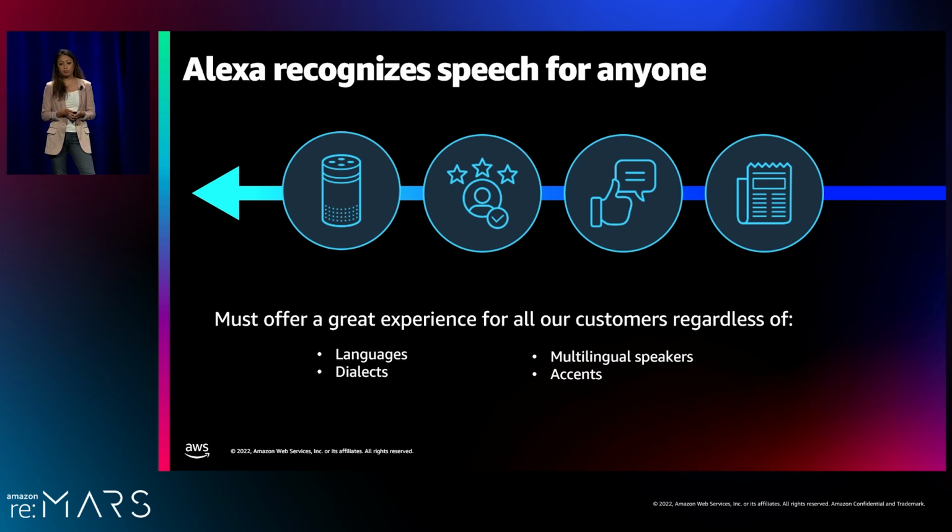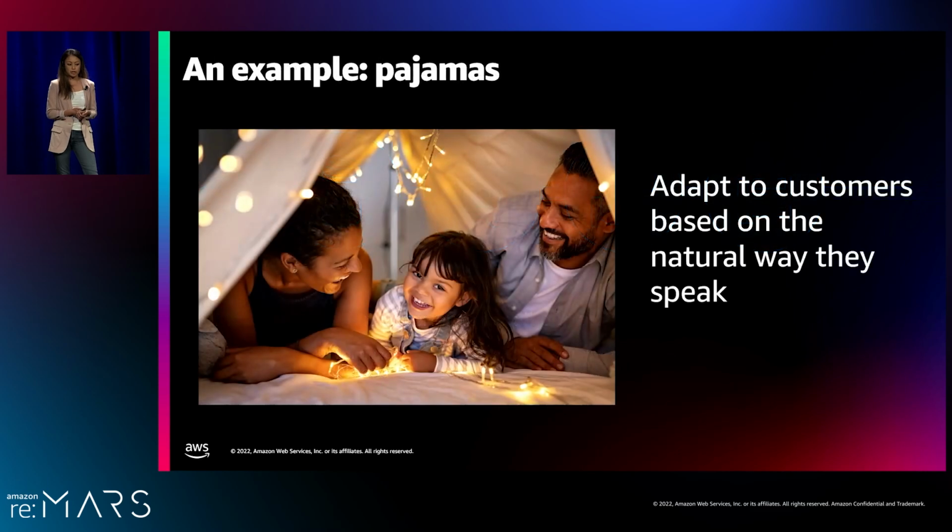Now let's think about recognizing speech for anyone. At Amazon, we work backwards from the customer. So as we think about individuals, we have to recognize and deliver great experiences for customers, regardless of languages, regardless of whether or not they speak multiple languages or multiple languages are spoken within the household, dialects, accents. Recently, we announced that we launched enhanced speech recognition for people who stutter. And so really we're looking at the breadth of speech patterns and making sure that Alexa can have that great experience regardless of the type of speech.